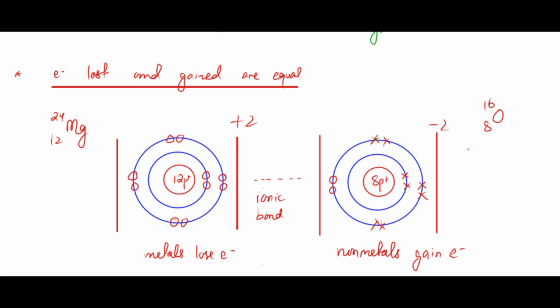These 2 dots are actually the 2 electrons which the oxygen atom has gained from the magnesium atom to form an oxide ion. Again, in this example we have an equal number of electrons lost and gained. So I hope you understand how you can draw the dot and cross diagram for the formation of magnesium oxide.